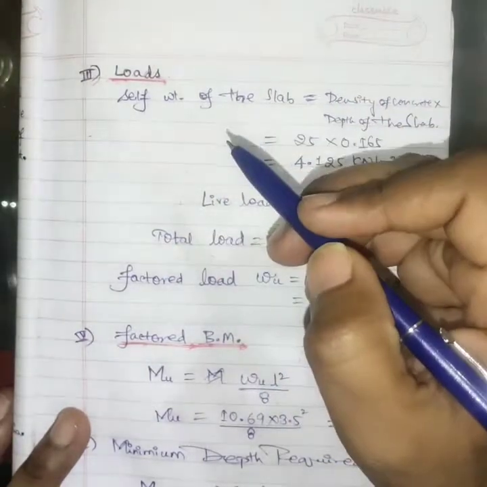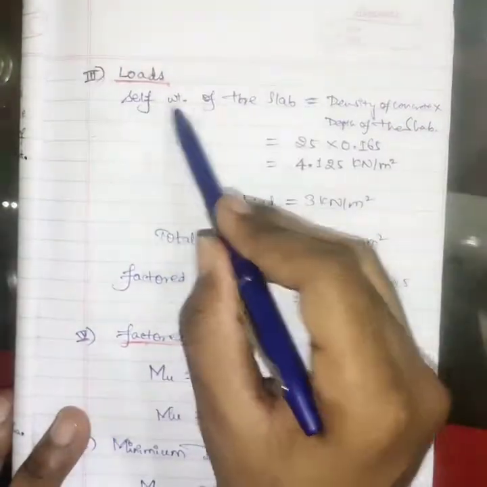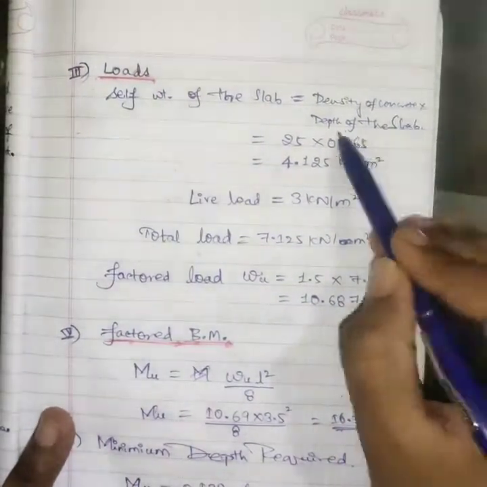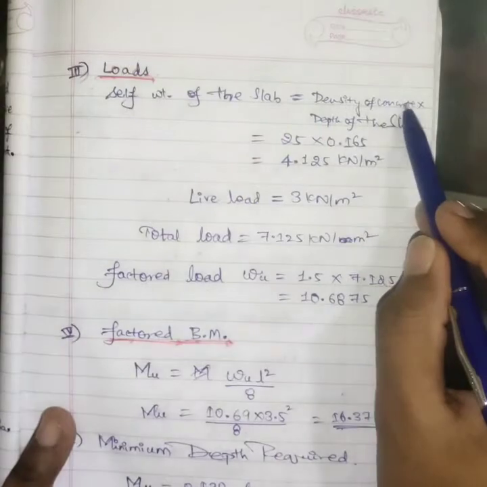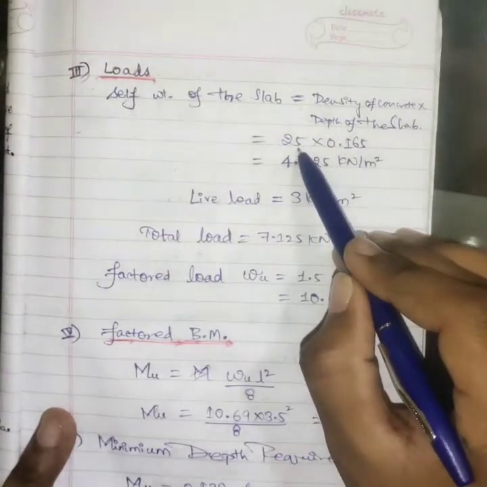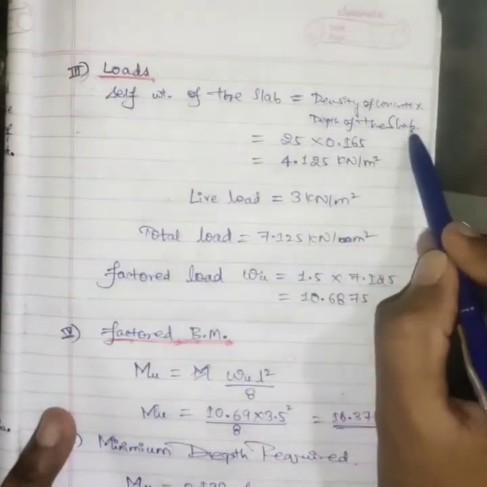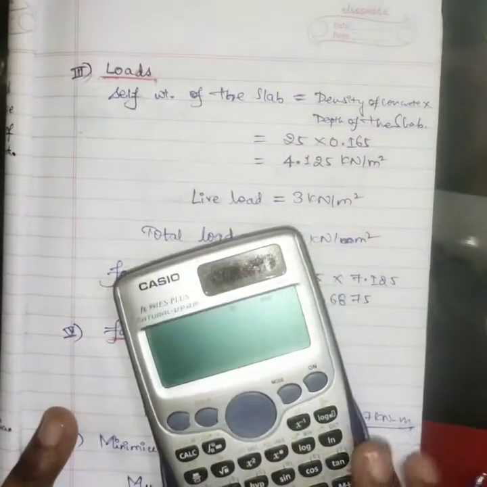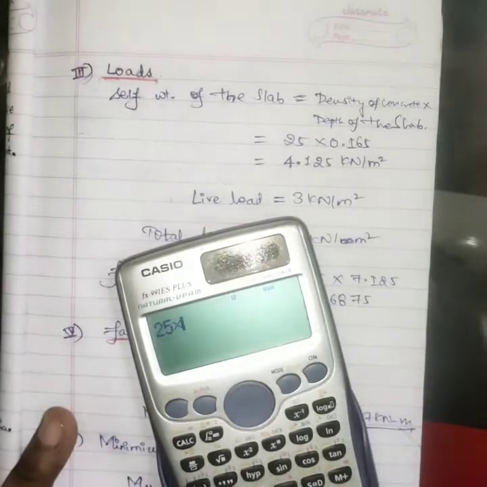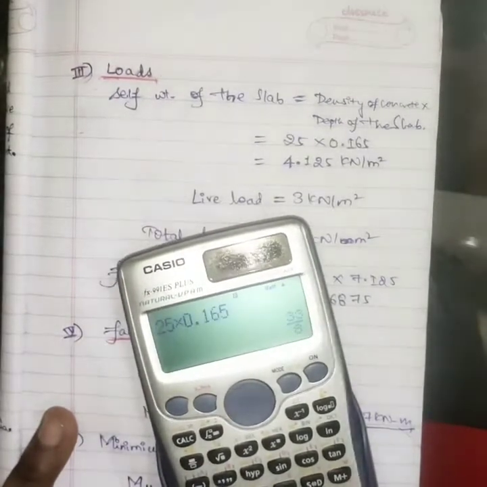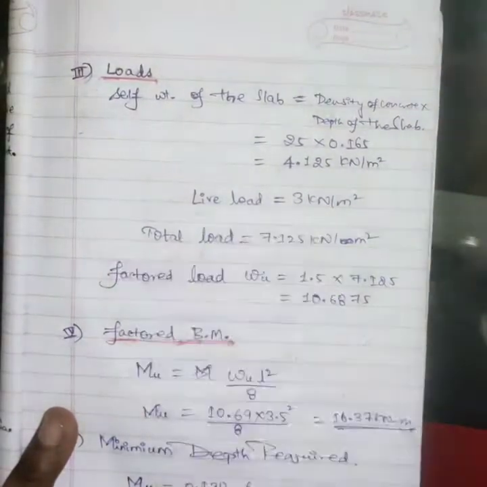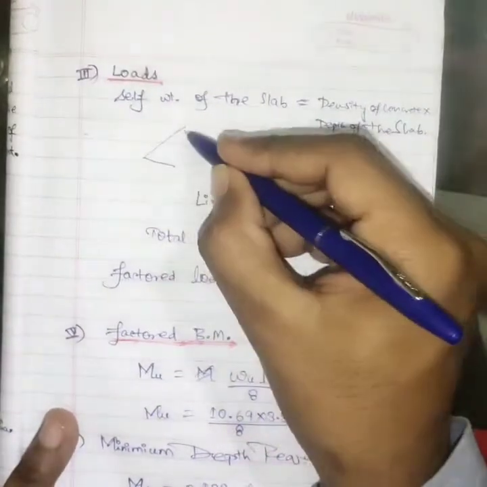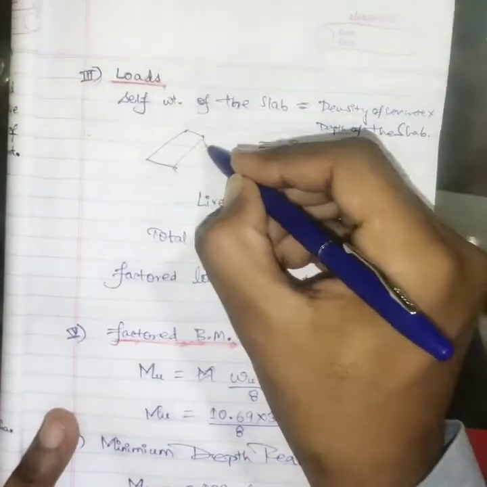The self weight of the slab will be equal to the density of the concrete into the depth of the slab. The density of the concrete is 25, and the total depth of the slab is 0.165. When we multiply, the self weight of the slab will be 25 into 0.165, that is 4.125. It is the self weight of the slab. The self weight is a dead load, and the dead load of the slab is this much.